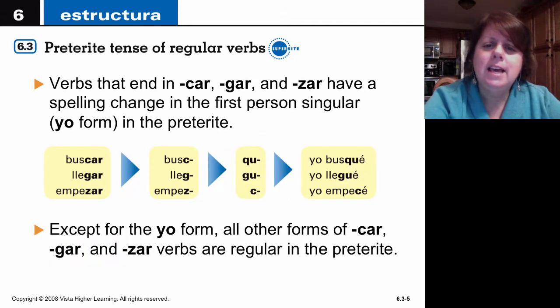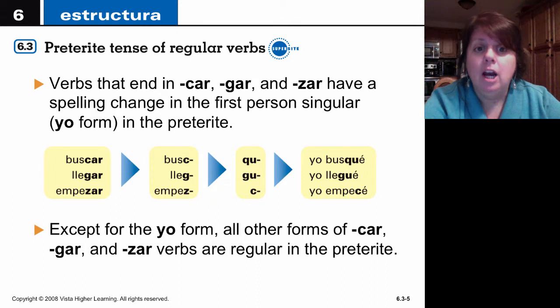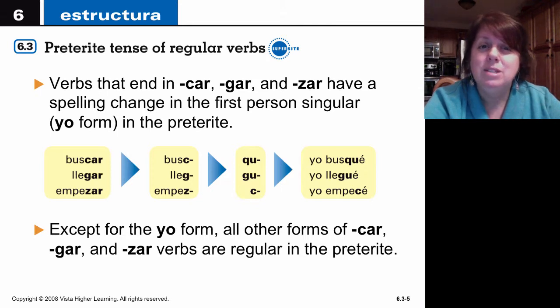Verbs that end in CAR, GAR, and ZAR have a spelling change in order to preserve the way you pronounce the words. This is in the yo form only. So look at these exceptions. Buscar, in order, you can't say busce. CE says it like an S. And so the C changes to a QU in this form, and we say busqué.